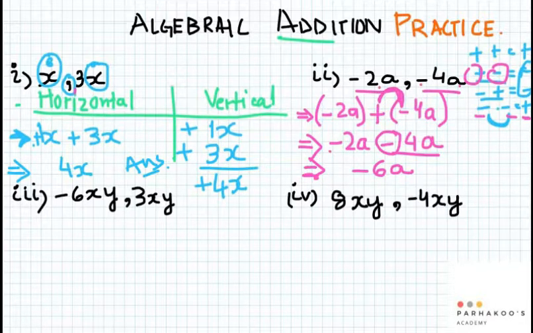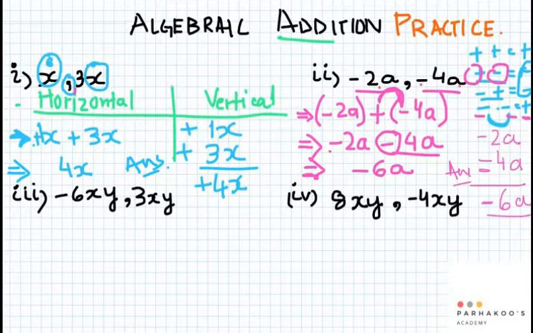Let's do them vertically. Minus 2a and minus 4a. So minus minus is plus, so 4 plus 2 is 6a, and the sign of the biggest term is minus, so minus with this. So here's our answer.